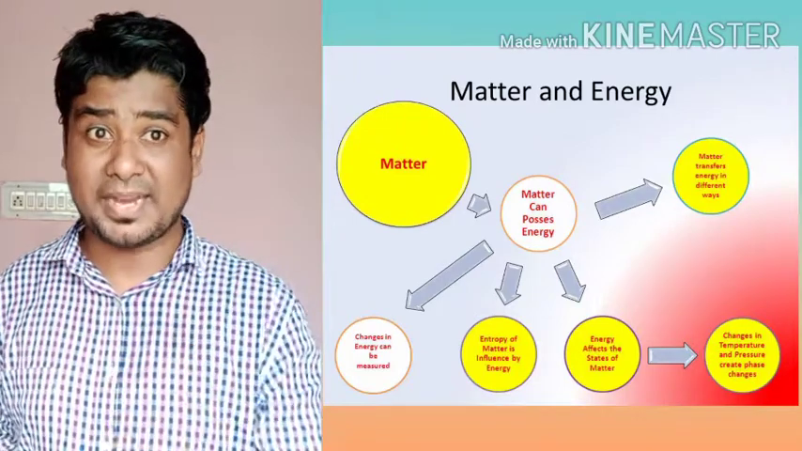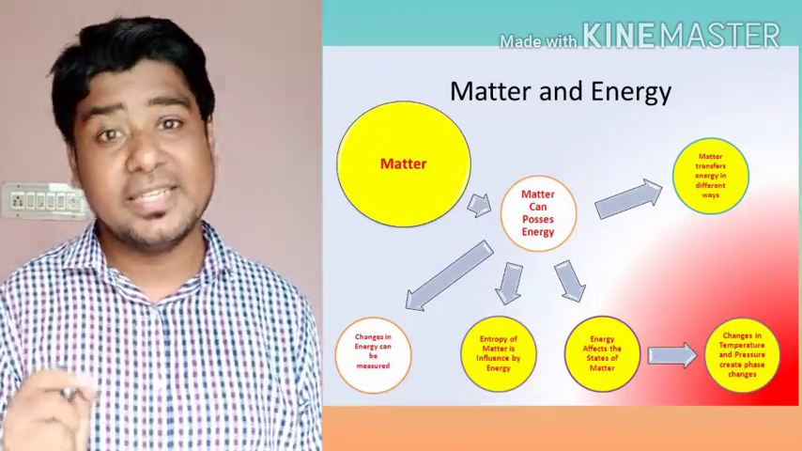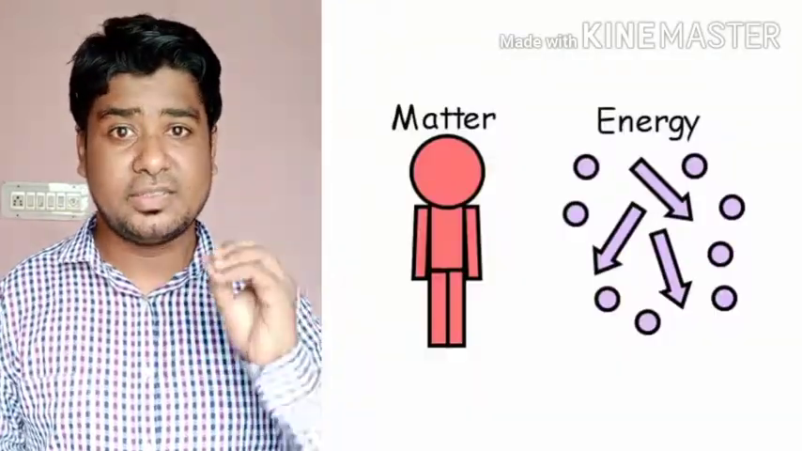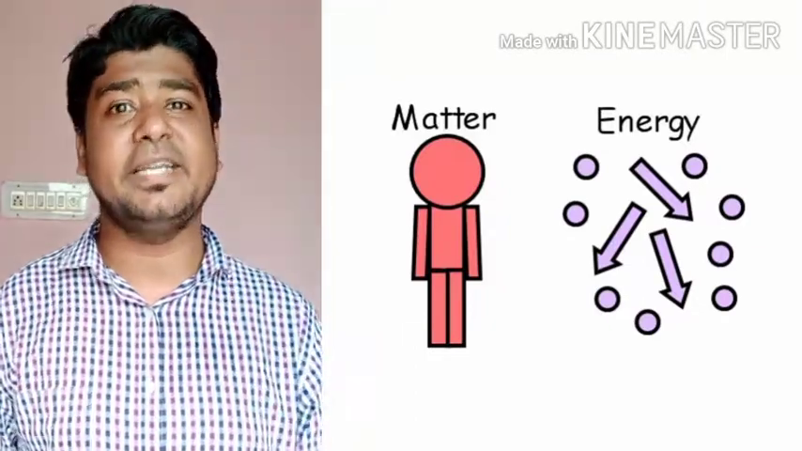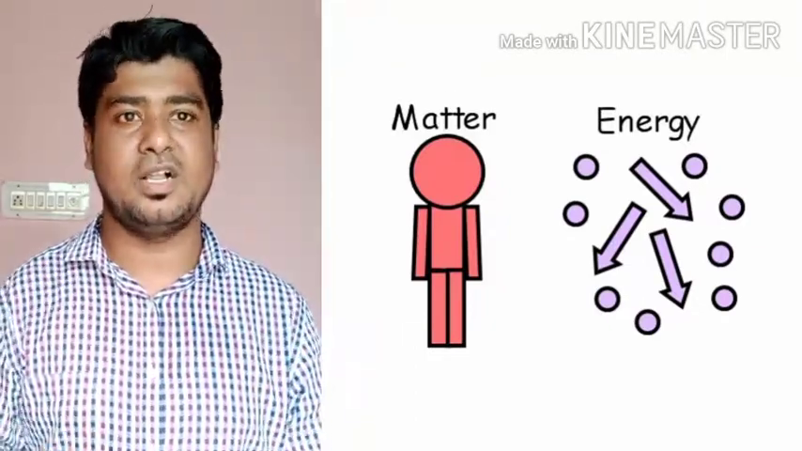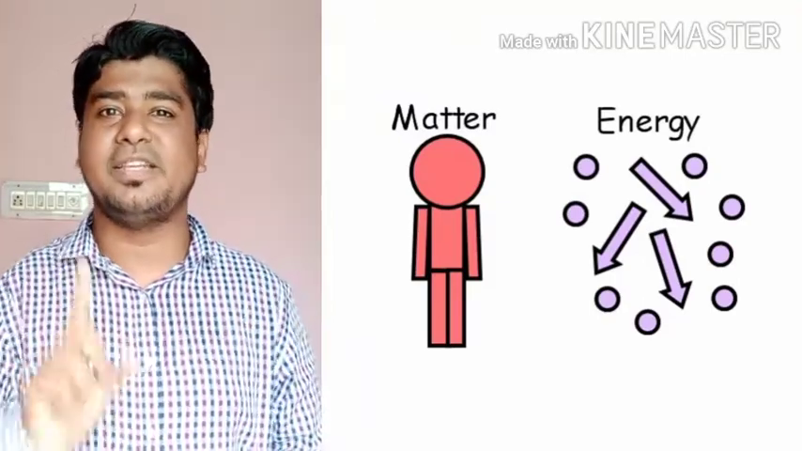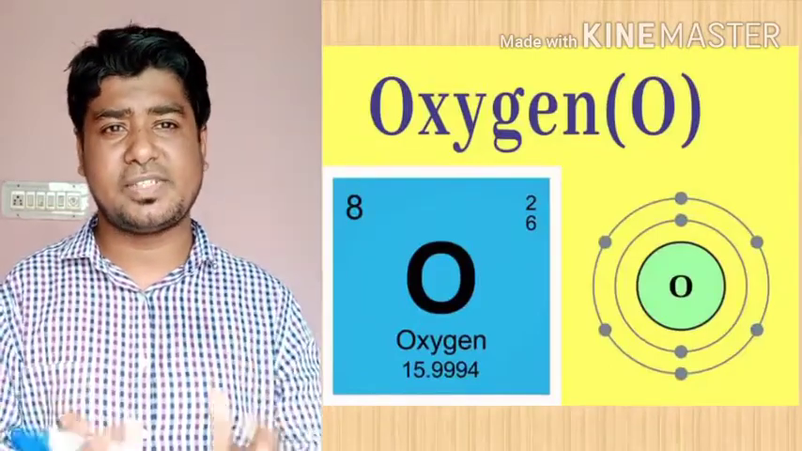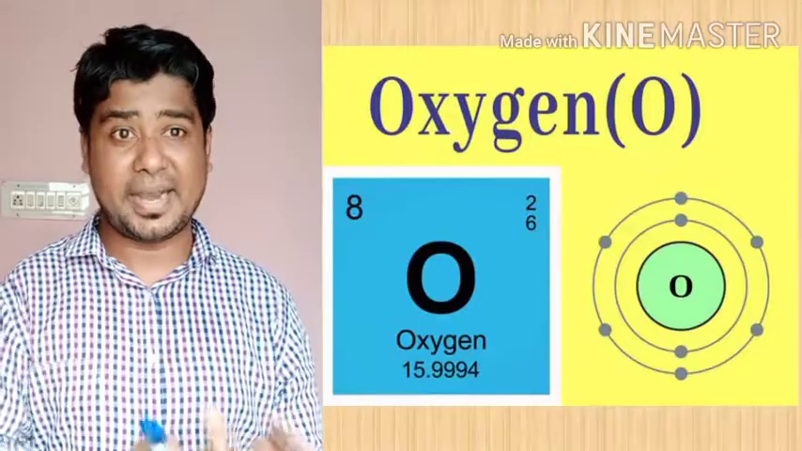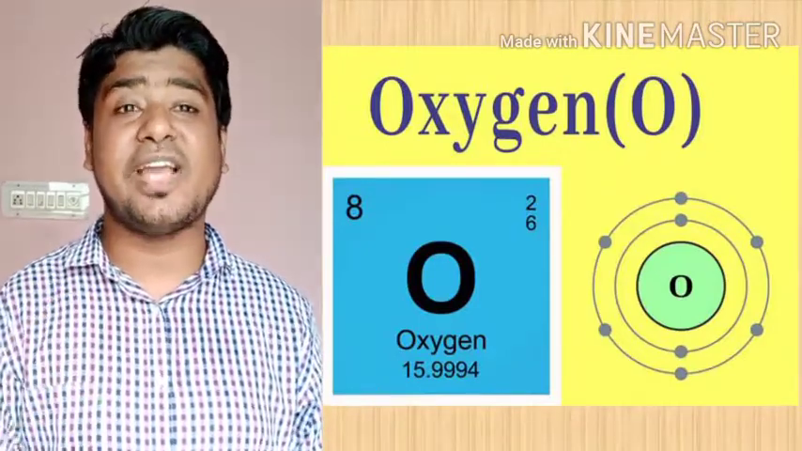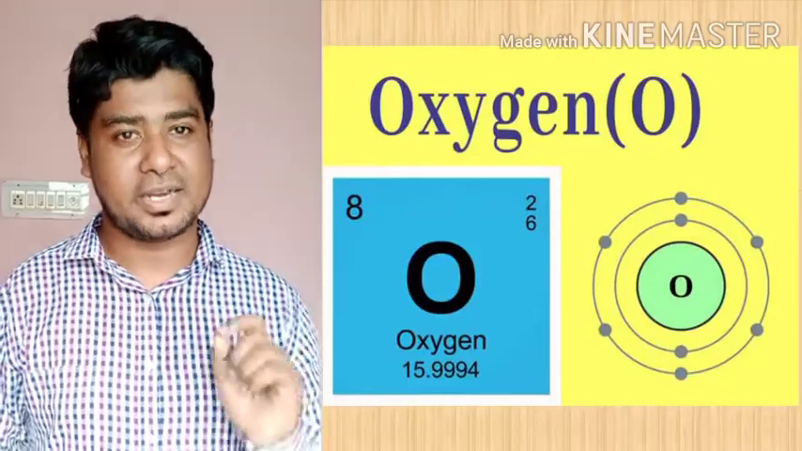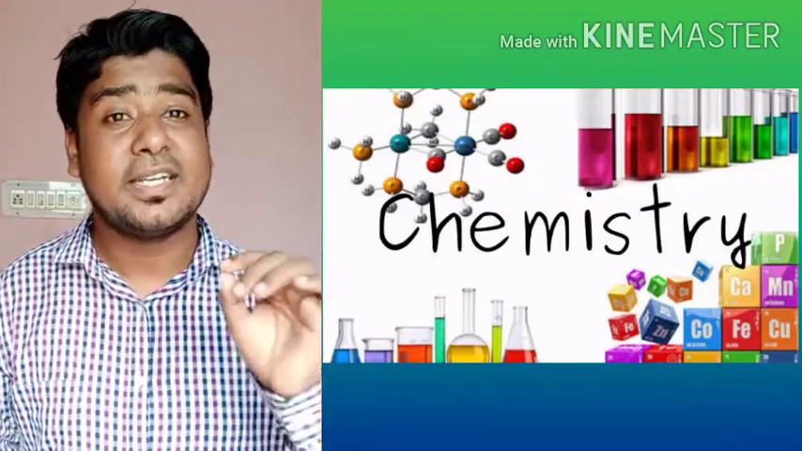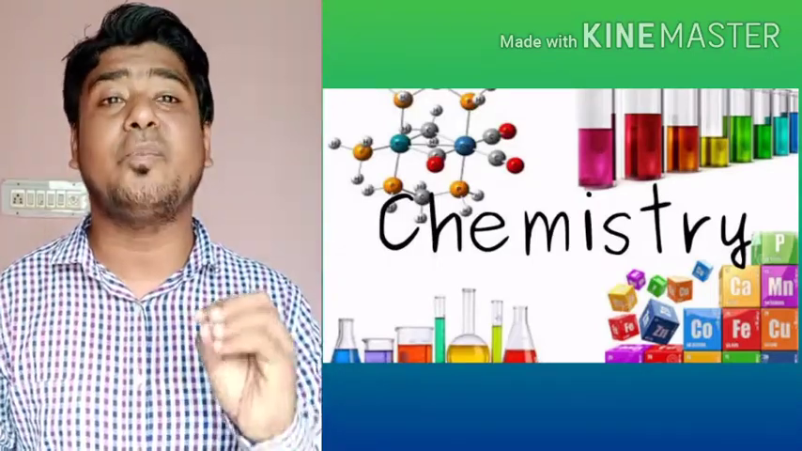Okay, so you know what is matter. In 9th standard you have studied that matter is anything which occupies space and has a definite mass. So that matter is made up of tiny particles. You have studied atoms. So similar atoms grouped together is known as an element. Okay, oxygen is an element, made up of the same oxygen atoms. So that is matter. About matter itself, we are going to study in chemistry, right?